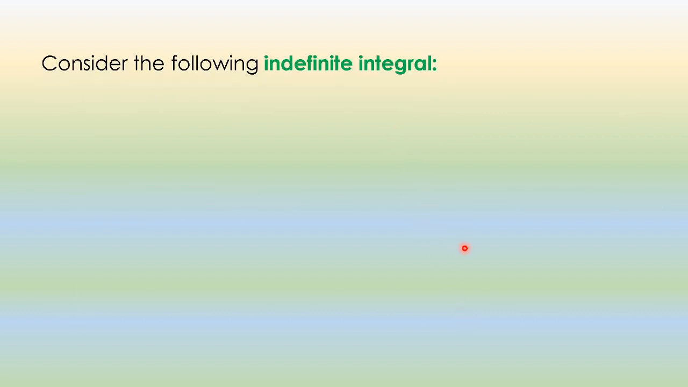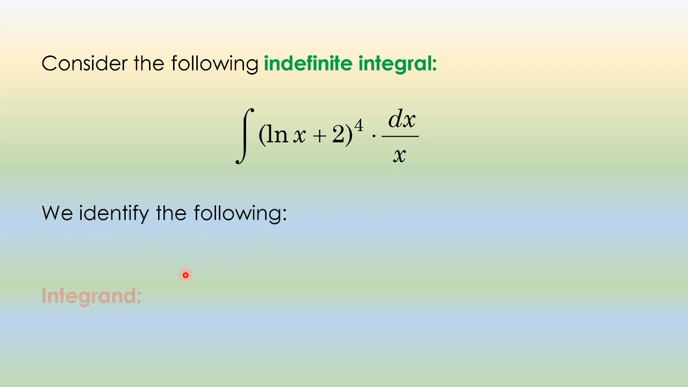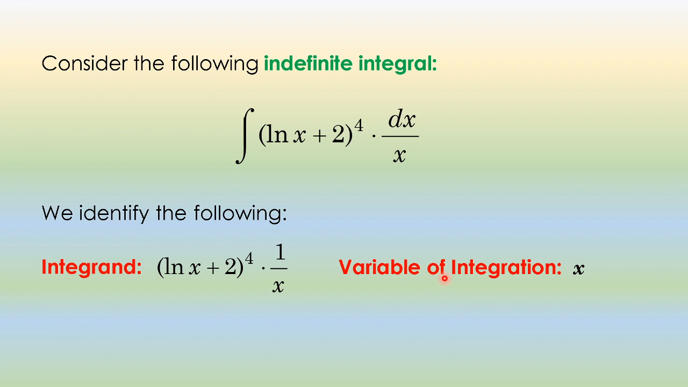Consider the following indefinite integral. The expression ln of x plus 2, quantity to the fourth, times 1 over x is the integrand, and the variable of integration is x.